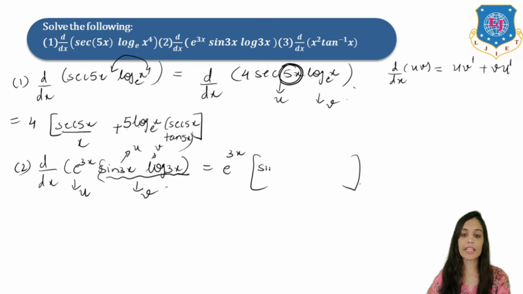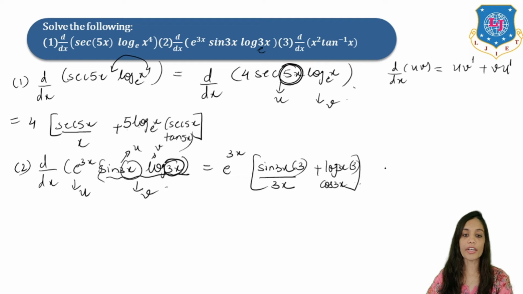So keep this sine 3x as it is. Derivative of log 3x will be what? 1 upon 3x, right? And derivative of these 3x will be what? 3. So into 3. Plus keep this log 3x as it is, right? Base is e only, you have to consider base as e. Now derivative of sine 3x will be what? Cos 3x, yes or no? And now into what you have to put, because here we have 3x, so into 3.